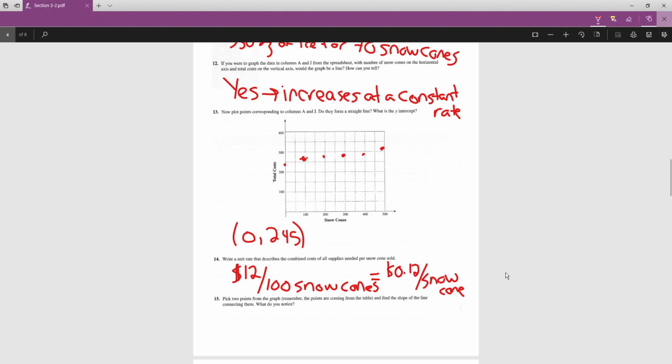You're asked then to pick 2 points from the graph or the table, which is probably easier to find exact points, and find the slope of the line. So let's pick 2 points from the table, it's a little bit easier. Let's use 0, 245, and let's go ahead and use 100. And the cost at 100 was $257.